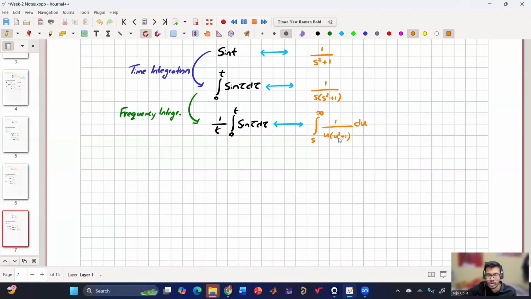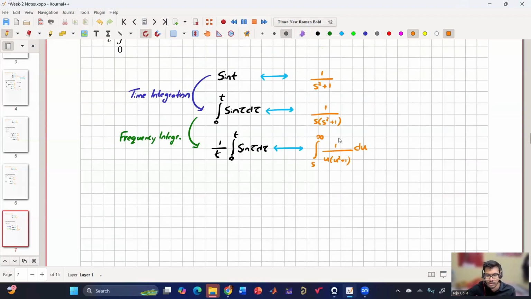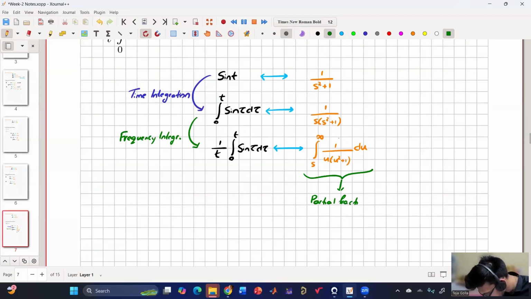But I'm not going into these details because we have many problems to solve. So here we have to use partial fractions. I want to cover other concepts, so I'll not be solving this integration. So you have to apply partial fractions and solve this.